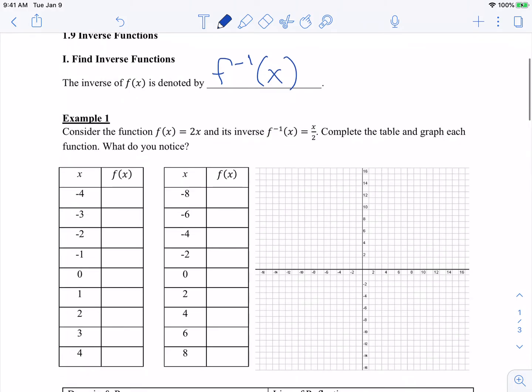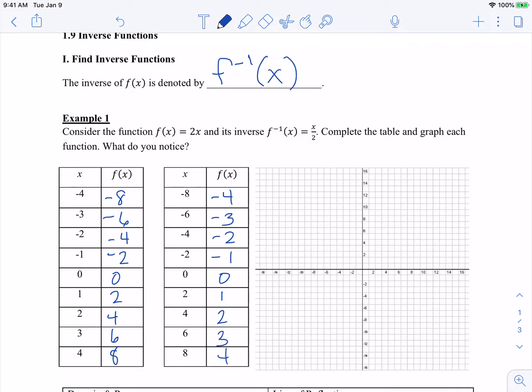Now let's look at inverse functions. So we have two functions here, f of x and its inverse. F of x is 2x. So if I completed the table, it would just be negative 8, negative 6, negative 4, negative 2, 0, 2, 4, 6, 8. And if I use the inverse function right here and I plugged in x, we would get negative 4, negative 3, negative 2, negative 1, 0, 1, 2, 3, 4.